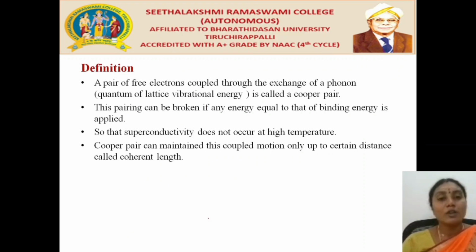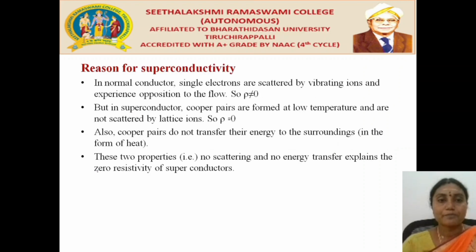So what is called a Cooper pair? A pair of free electrons coupled through the exchange of a phonon, a quantum of lattice vibrational energy, is called a Cooper pair. This pairing can be broken only if energy equal to the binding energy is applied, so superconductivity does not occur at a high temperature. A Cooper pair can maintain this coupled motion only up to a certain distance called the coherence length. These are the reasons for superconductivity.